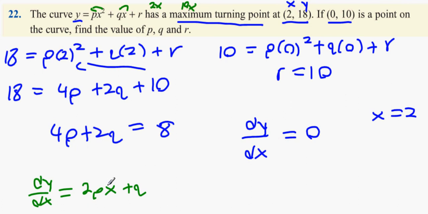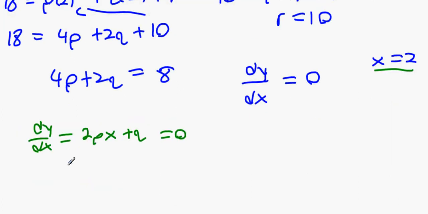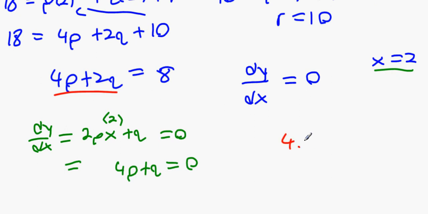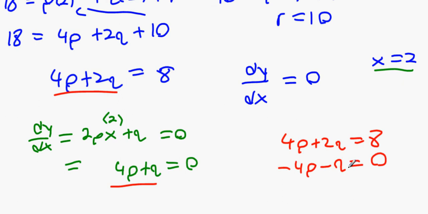If you differentiate any number that hasn't got x beside it, it disappears. So it's going to be 2px plus q, and this equals 0 when x equals 2. So we've got to replace x with 2. So it's going to be 4p plus q equals 0. And then we have the other half of the equation here, which is going to be 4p plus 2q equals 8. I'm going to multiply the first one by minus 1 to get minus 4p minus q equals 0. And we're going to find out that q equals 8.